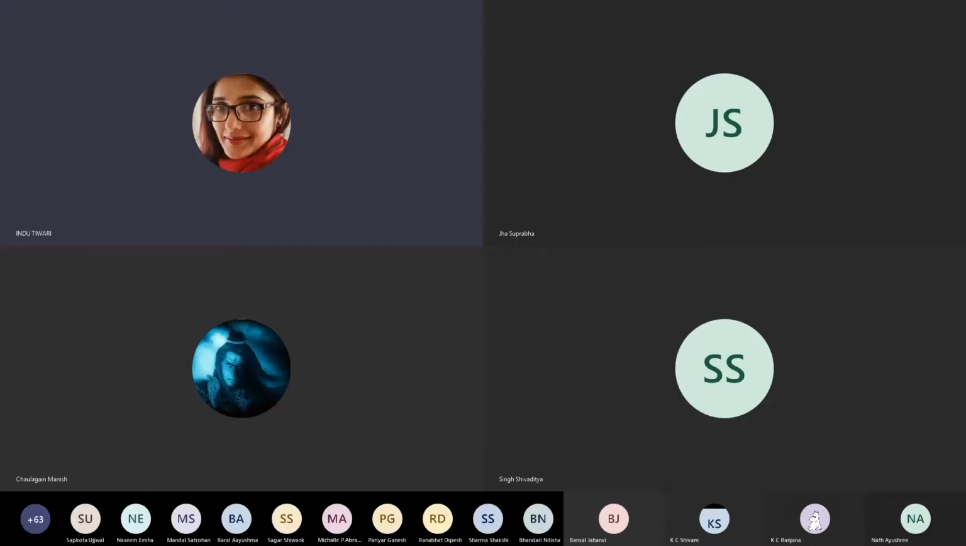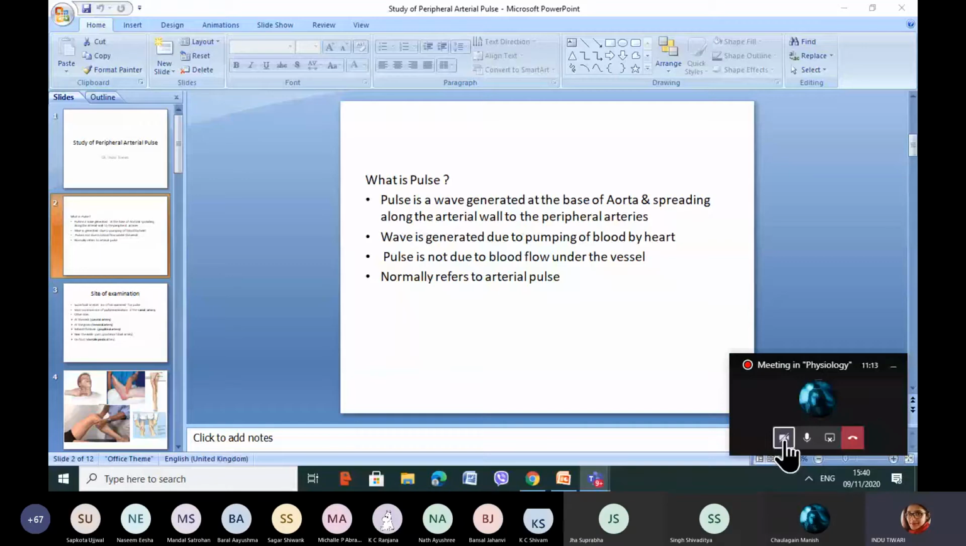Phases of the cardiac cycle, due to the changes in the intravascular pressure, there will be intermittent expansion of the arteries and veins, and they will be generated as waves. What is the most common site where the pulse is examined? Where can you sense the pulse? Radial pulse. Where is the radial pulse felt? On the wrist.